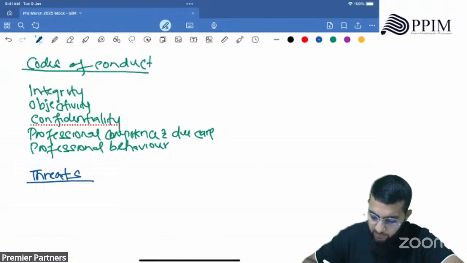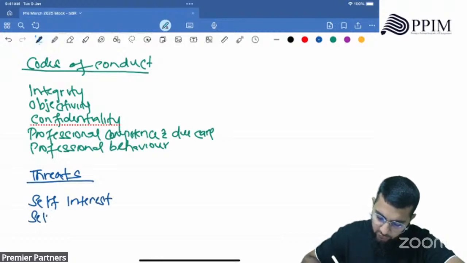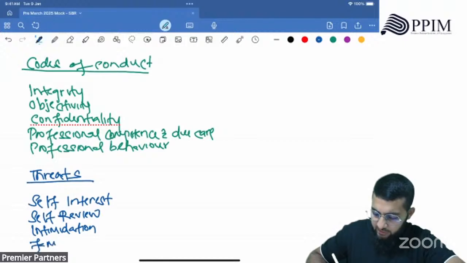So what are the threats that we have? Self-interest threat, self-review threat, intimidation threat, familiarity threat, and advocacy threat.